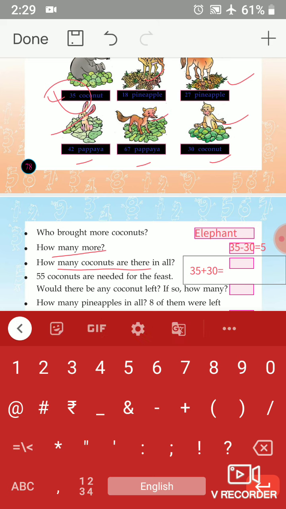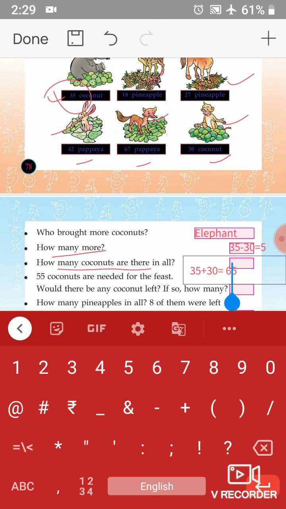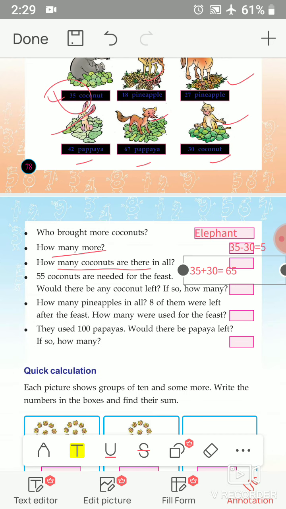5. 5 is written in the ones place. And 3 plus 3 is 6. That is 65. All of you write this, down to down add.